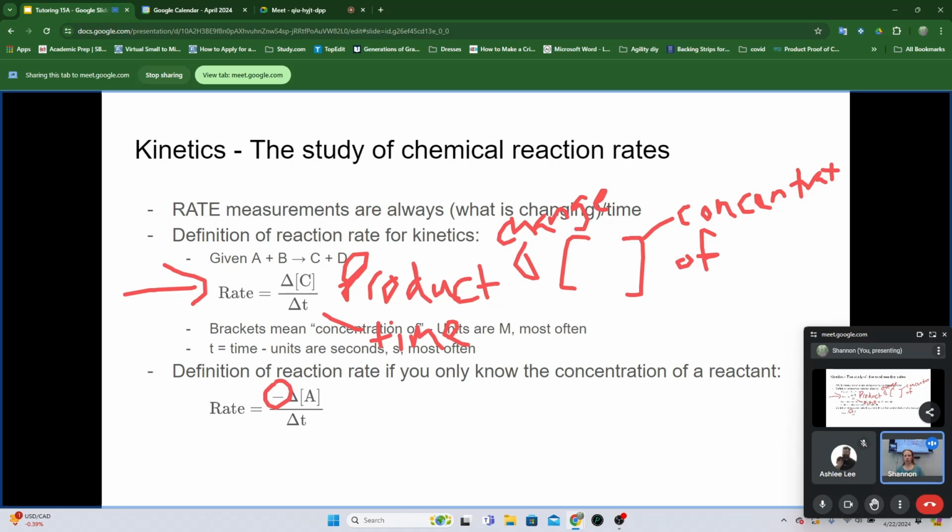So we would write that number as a negative? Yes, because this number, this delta A, will be a negative number. It'll already be negative, but you want the result to be positive. Right. And so you're going to multiply it times negative 1 to get it to be positive.